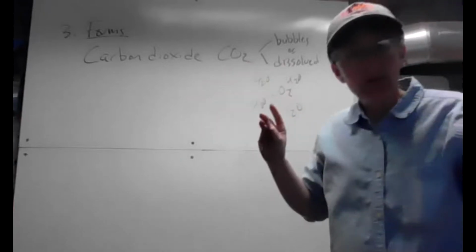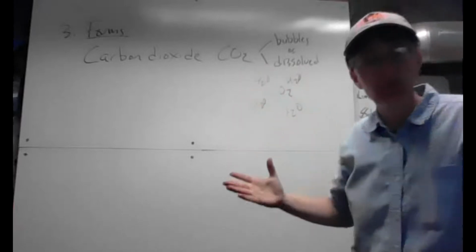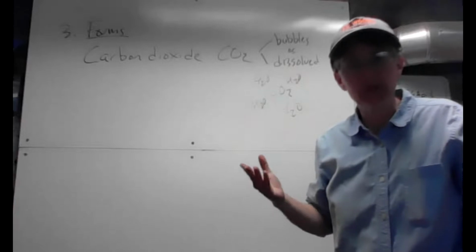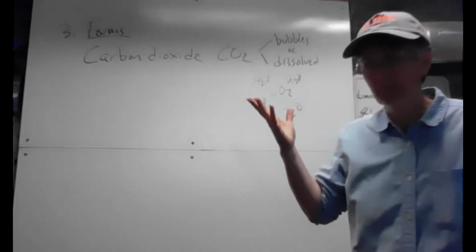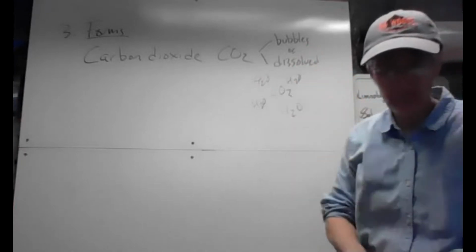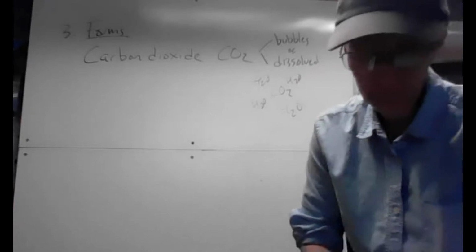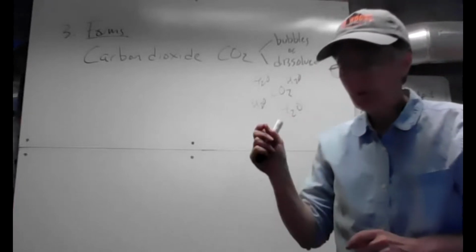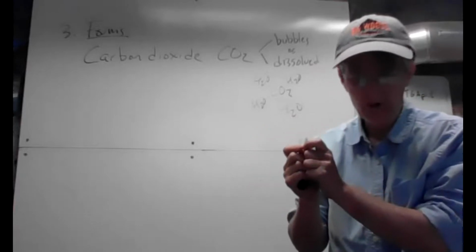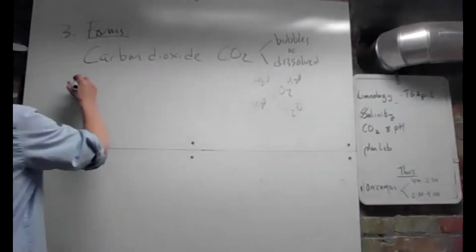Okay, so we got carbon dioxide, and that's the stuff that's in the atmosphere. It's a natural component of the atmosphere, like 400 parts per million in the air by volume. And in the water, it could be bubbles or it could be dissolved. Now, when the carbon dioxide is dissolved in the water, one CO2 molecule can combine with one water molecule to form carbonic acid. So then we've got carbonic acid.